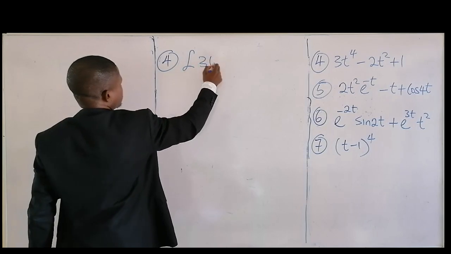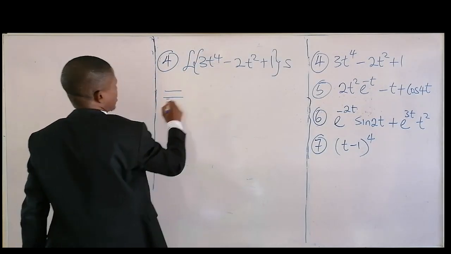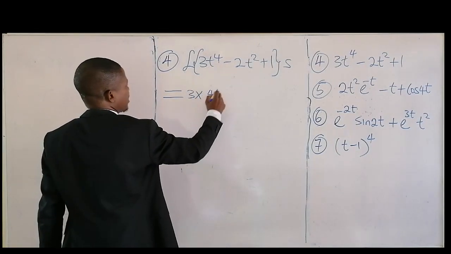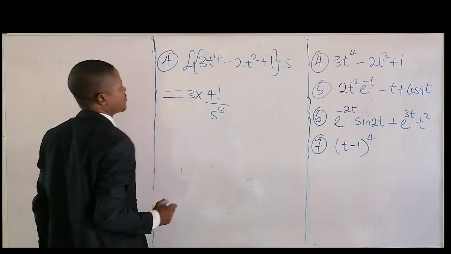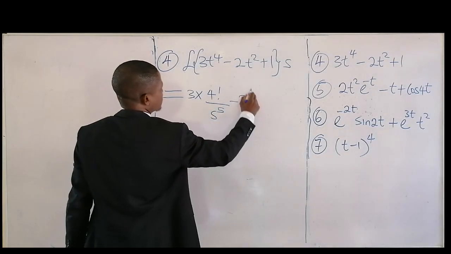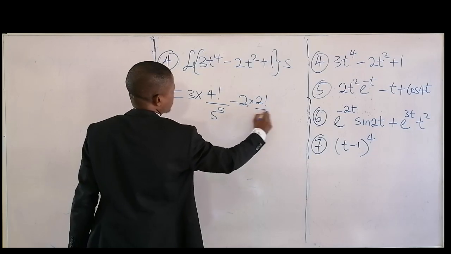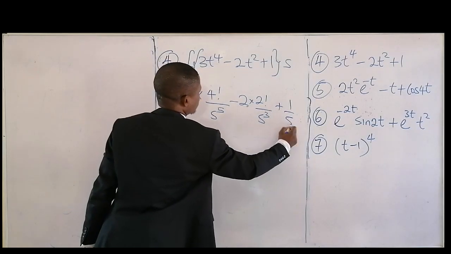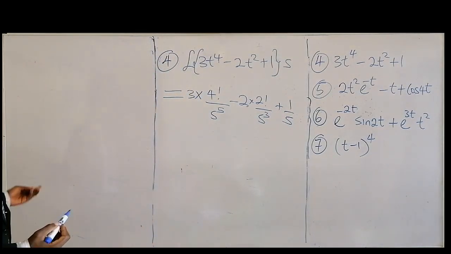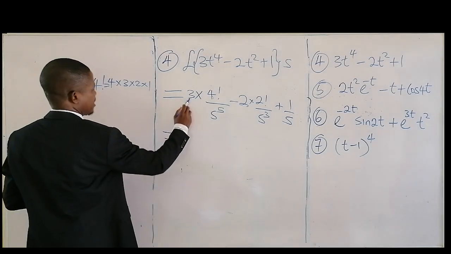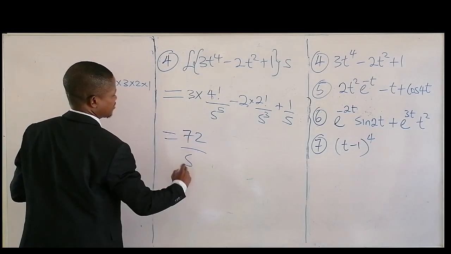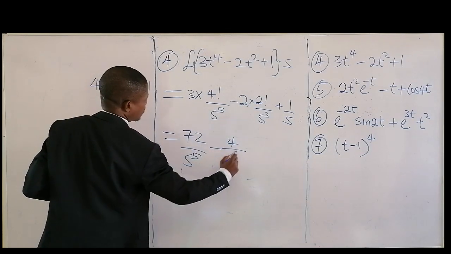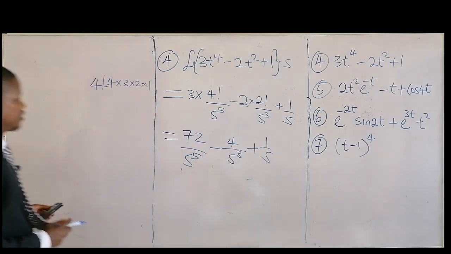We have the Laplace of this function. Okay, I want to do it straight away without wasting time. So it's going to be 3 times, this will be 4 factorial over x to the 5, then minus 2 times, this will be what? 2 factorial over x cubed, and then plus 1 over x. Okay, so 4 factorial times 3, that's 72 over x to the 5, minus 2 factorial is 2, that's 2 times 2, that's 4. And that finished that question.